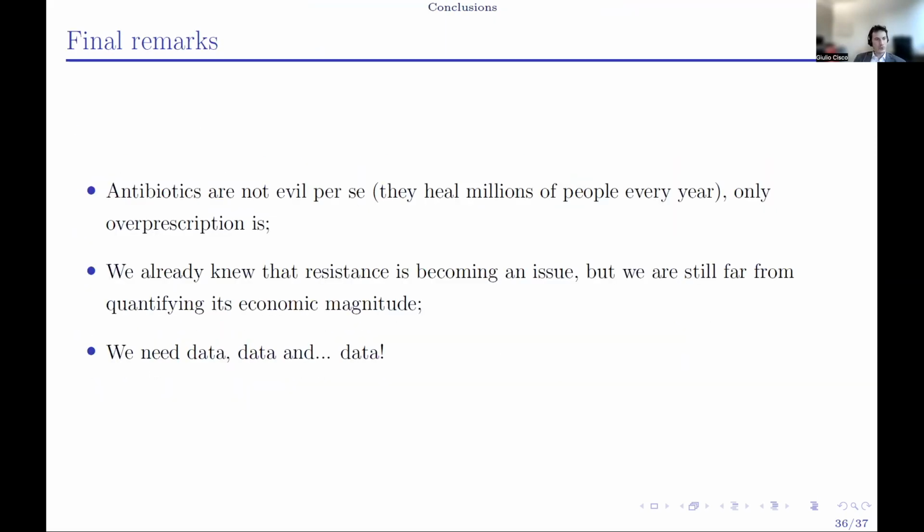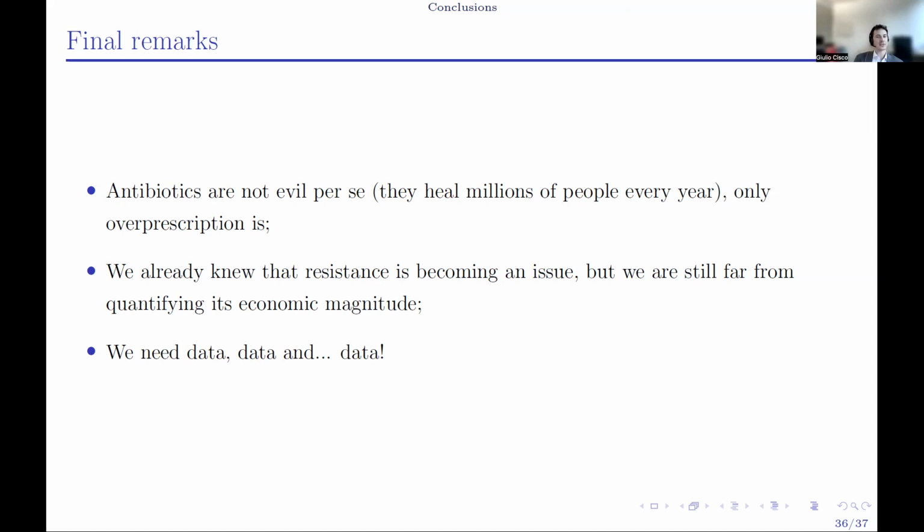So, to conclude, and I think we are perfectly on time. What is important, and what I said at the beginning, is that antibiotics are not a problem per se, because they help to treat a lot of people every year. The problem is the overprescription, because it's with the overprescription that we have more resistance, and in which basically the cost overcomes the benefit of using the antibiotics to treat people. So since we all know that resistance is a problem, especially in the future, it's important to try to make an estimation of the cost.